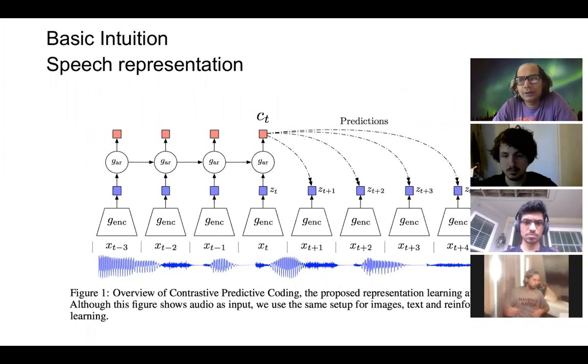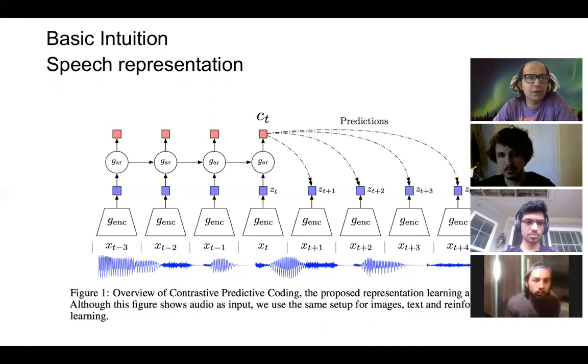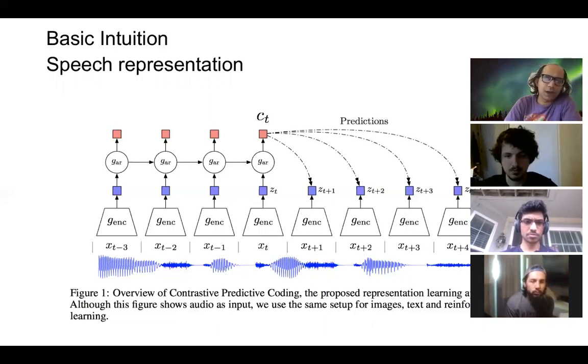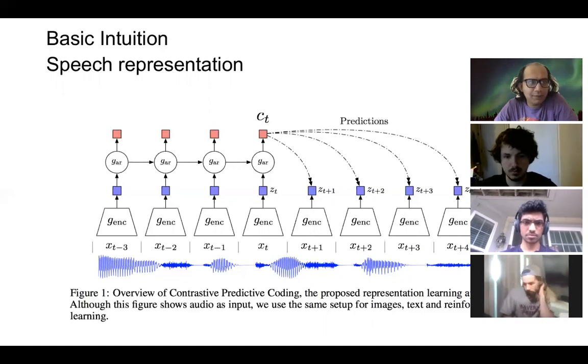And the authors have used this idea of representing high dimensional signals in different applications, for example, in speech recognition, in computer vision, in natural language processing, and in reinforcement learning. So this is a schematic idea of how this contrastive predictive coding idea can be used for speech representation.